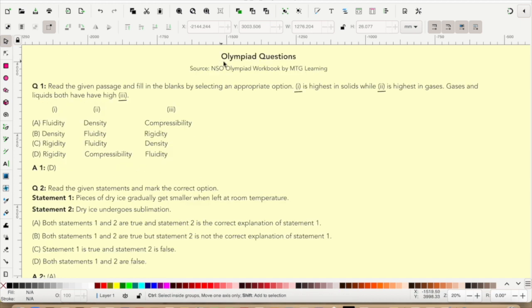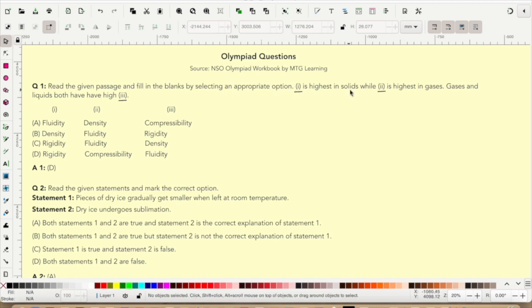Now let us see some Olympiad questions. I have taken these questions from NSO Olympiad workbook by MTG Learning. First question. Read the given passage and fill in the blanks by selecting an appropriate option.